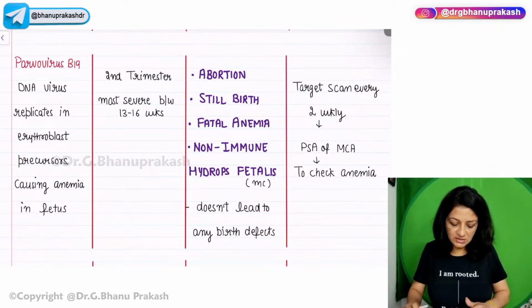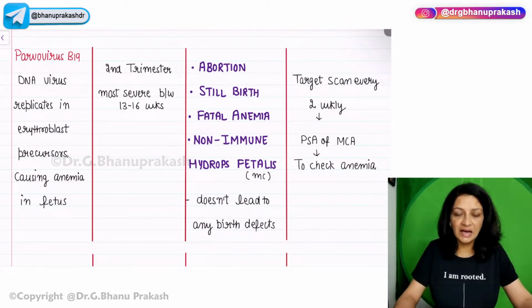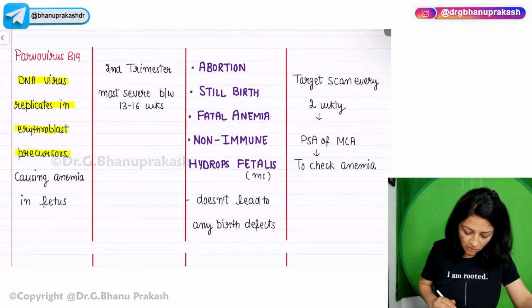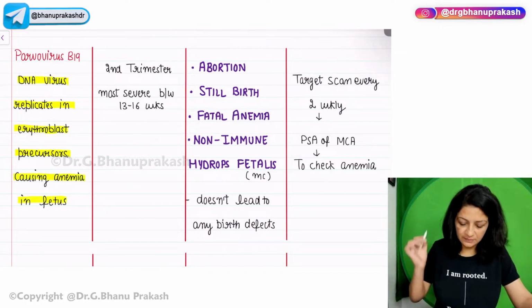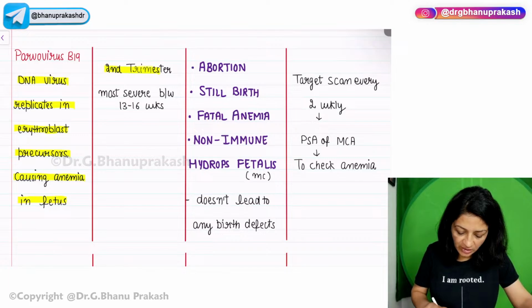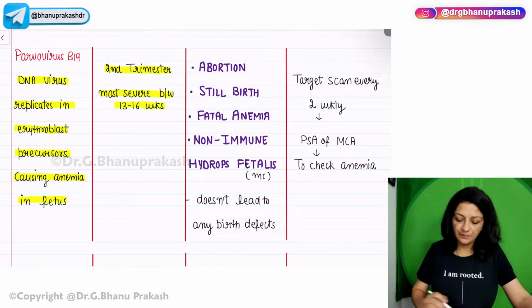So next one is parvovirus B19. This one is a DNA virus which replicates in erythroblast precursors, causing anemia in the fetus. Maximum risk of transmission is in the second trimester, most severe between 13 to 16 weeks.